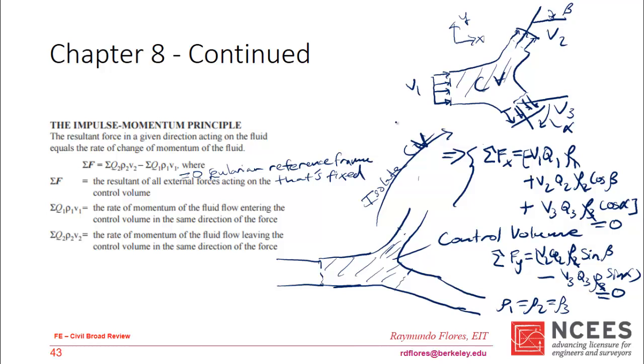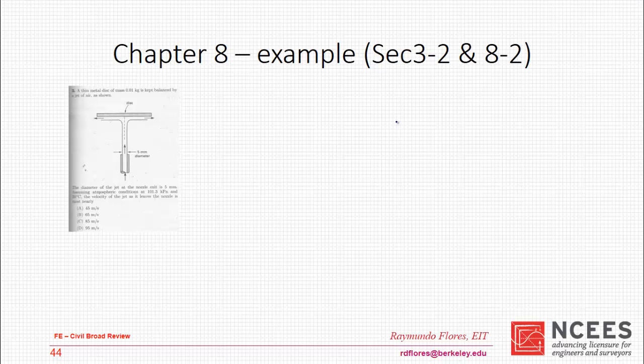A thin metal disc of mass 0.01 kilograms is kept balanced by a jet of air. And so kept balanced basically just means it's being suspended. And so the diameter of the jet at the nozzle exit is 5 millimeters. Assuming atmospheric pressure conditions at 101.3 kPa and 20 degrees Celsius, the velocity of the jet as it leaves the nozzle is most nearly, and then they have some choices.